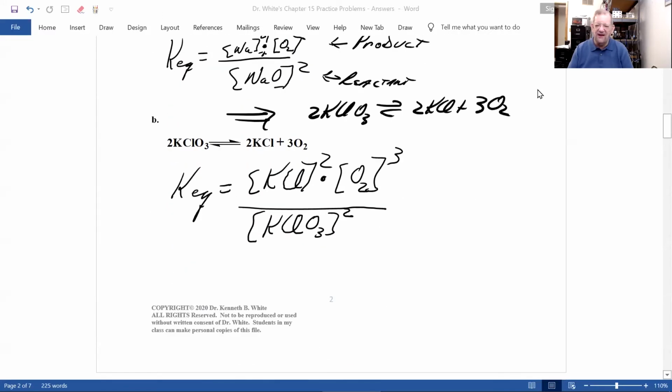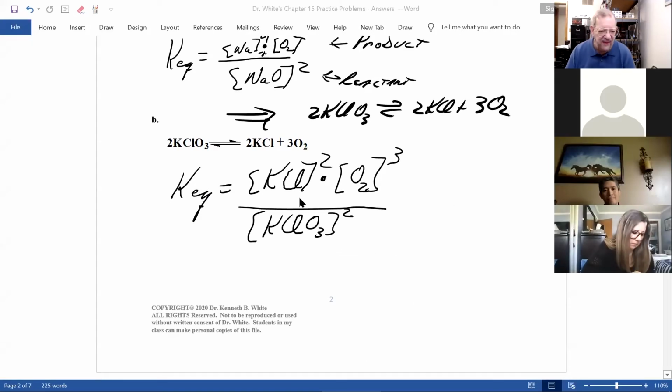So let's take a look at how you do that. And notice we have on the right side KCl, potassium chloride, and it's got a coefficient of 2. So we have the concentration of KCl to the second power, and also you have oxygen, the coefficient is 3, oxygen concentration to the third power. And on the reactant side, you have potassium perchlorate, and that's to the second power because of the coefficient.